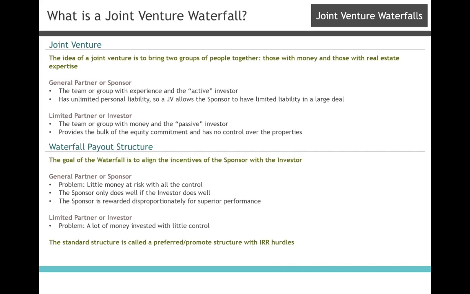Well, a joint venture brings together two different groups, those with money and those with expertise, in our situation with real estate expertise. The general partner or the sponsor is the active investor, and because it's active, it has a lot of liability, and so the goal is to partner with a passive investor so that they don't have to put up that much capital when investing in real estate.